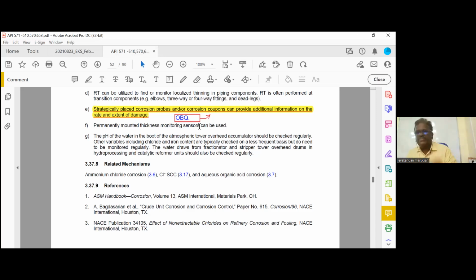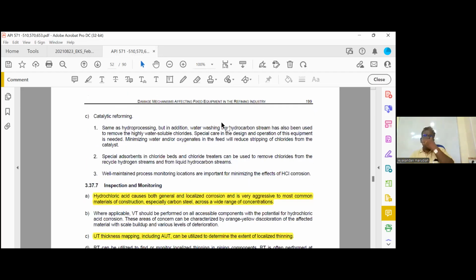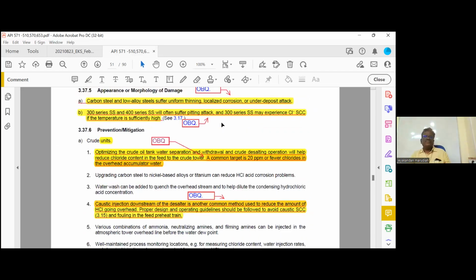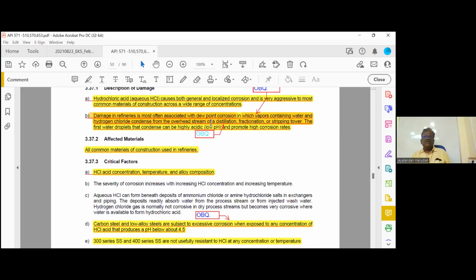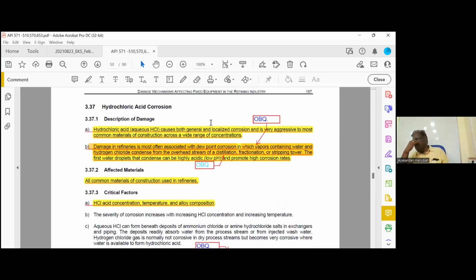Okay, so please take hydrochloric acid first. Now, what is hydrochloric acid? So hydrochloric acid is an acid. So the pH will be less than 7.